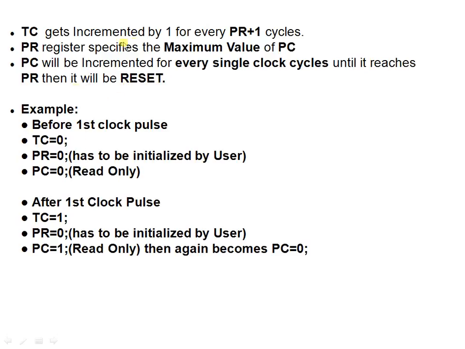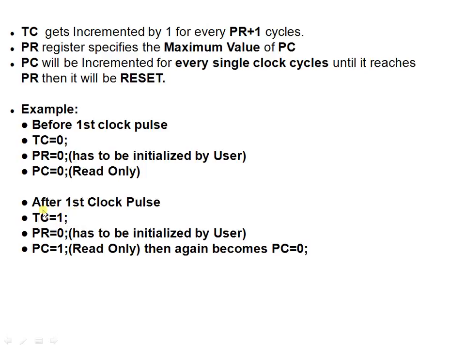Okay, and PC gets incremented by 1 for every PR plus 1 cycle. Now PR is 0, so PR plus 1 is nothing but 0 plus 1, which is nothing but for every 1 cycle PC gets incremented by 1. We'll see that. So after the first clock pulse, what is happening here? Now TC has become 1. Why? Because PR plus 1 here is nothing but 0 plus 1. So 1 cycle has been reached, or 1 cycle is received.